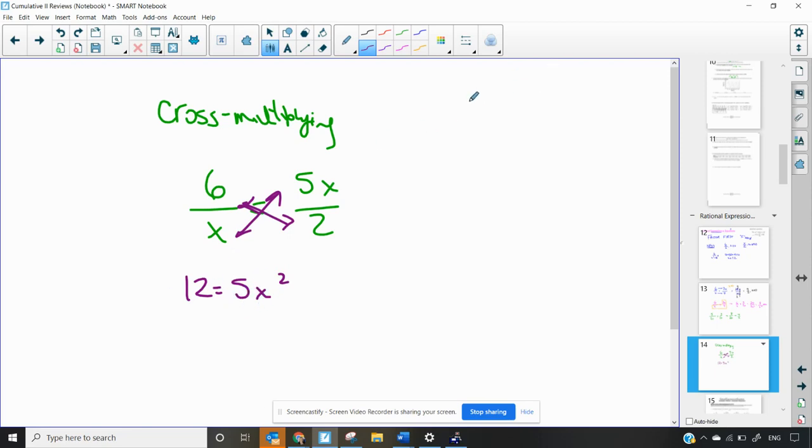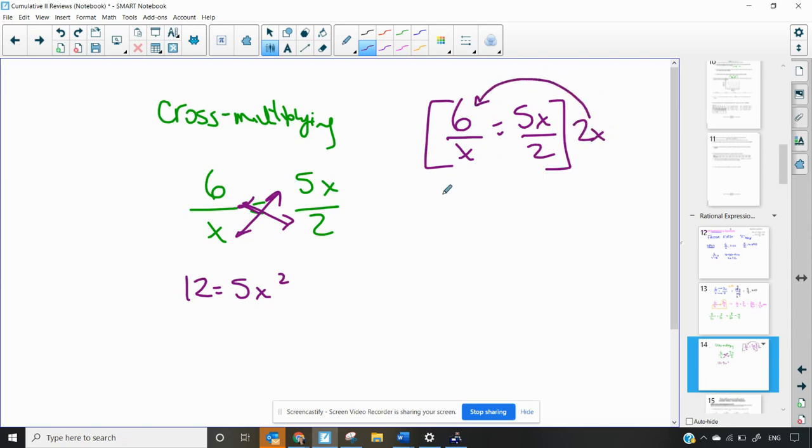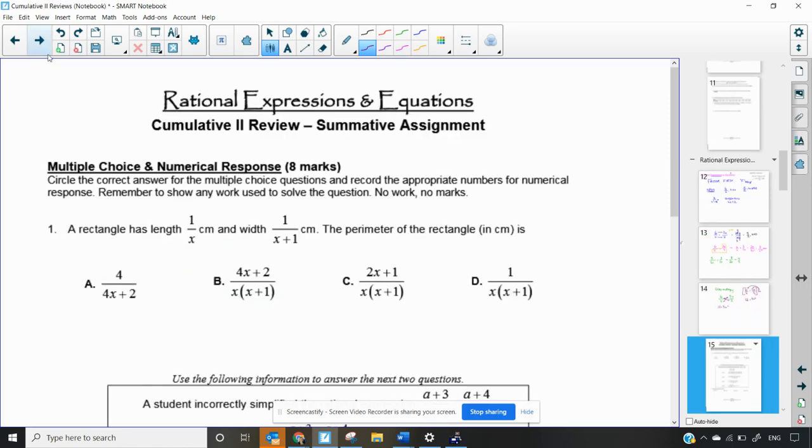The other way to solve was to multiply the entire equation by our common denominator, and in this case that would have been 2x. And as I multiply through, my x's cancel, so 6 times 2 is 12. Here my 2's cancel, and I'd be left with 5x squared. And again, we're at that same step, so then we would be able to solve. All right, so moving along here, we'll take a look at some examples.